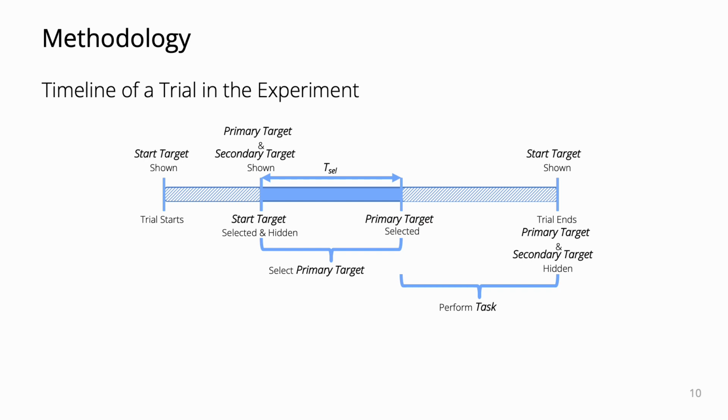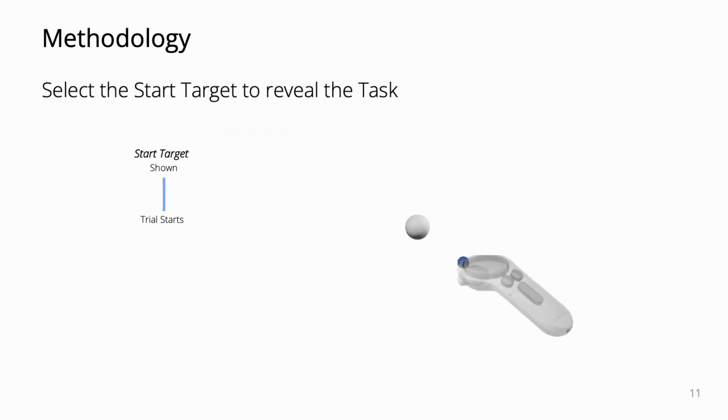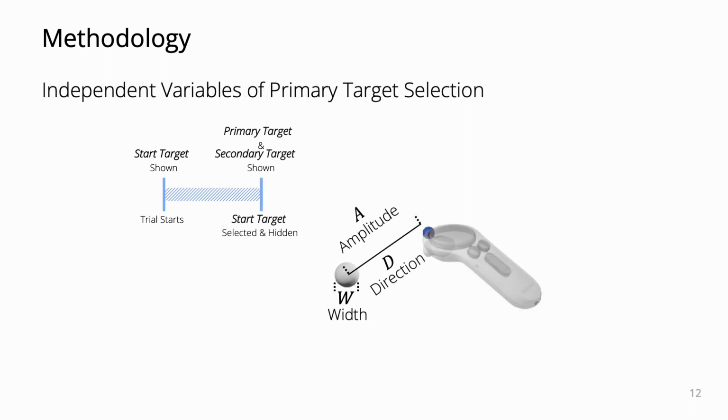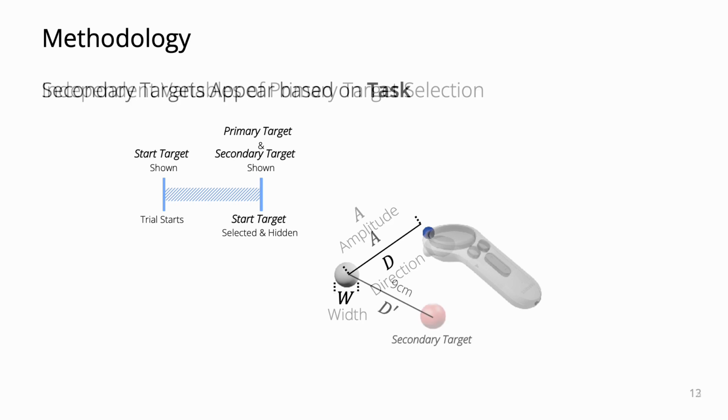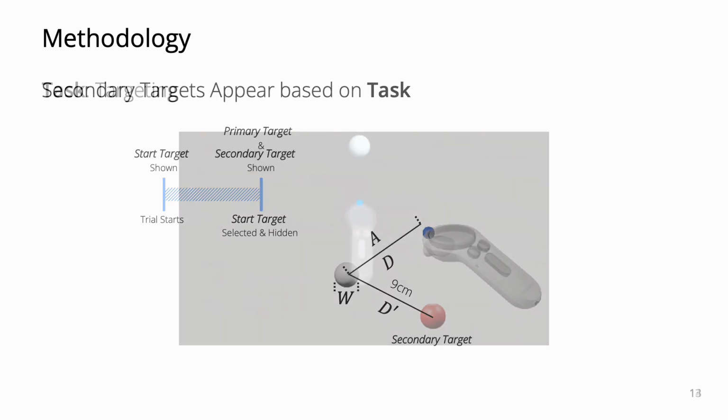Here is the timeline of a trial in this experiment, and I will introduce our experiment from this figure. First, a trial starts when participants select the start target, which will view the task and calibrate the starting location. When participants correctly select the start target, a primary target appears relative to the start target's location. The secondary target only appears according to the manipulation that a participant plans to do. Here, we define such manipulations as tasks, and we have 5 tasks in this experiment.